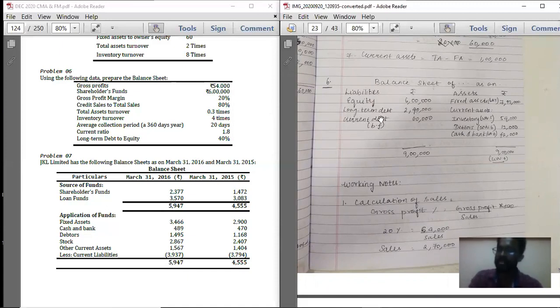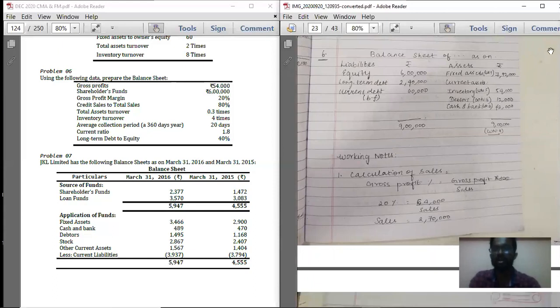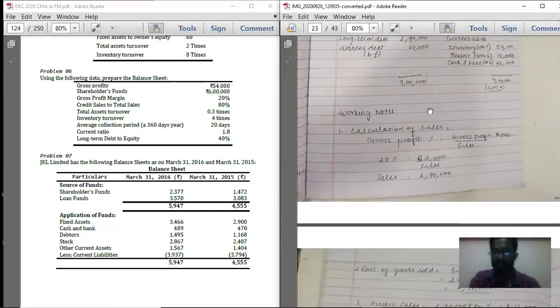Below that open a bracket 6 lakh into 40%. Now close the bracket. Amount column write 2,40,000. So these are the two items which they have given on face, whereas other items they have given as ratios. So using the ratios, we should fill up all the items in the balance sheet.